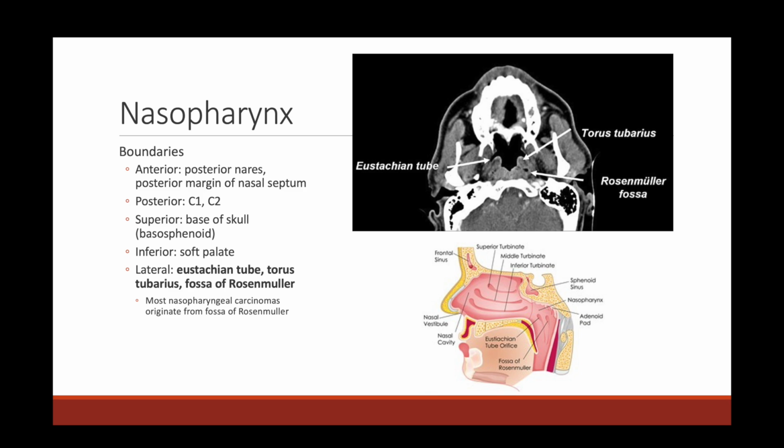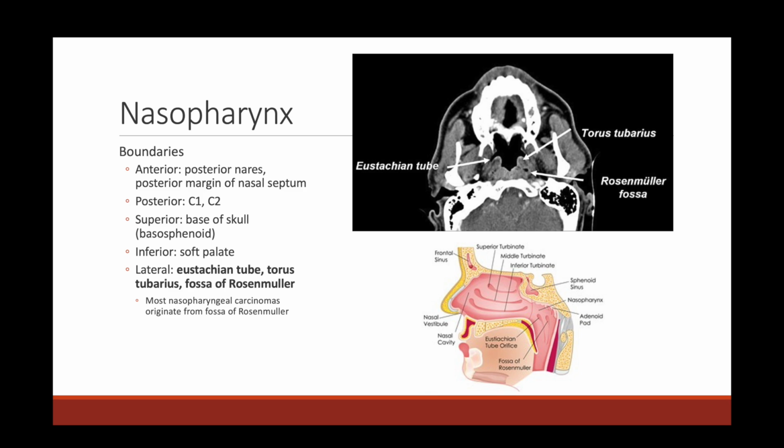And then laterally, some of the components of the nasopharynx that make up the lateral walls are the eustachian tubes, the torus tubarius, and then the fossa of Rosenmuller. So the eustachian tubes connect our middle ear to the nasopharynx, and they help to equalize pressure. And then the torus tubarius is this projection of tissue that's just posterior to the eustachian tube, and it helps to protect the opening to the eustachian tube.